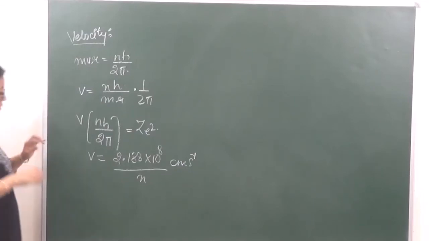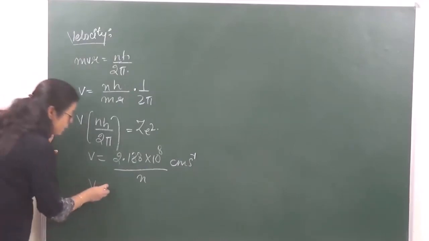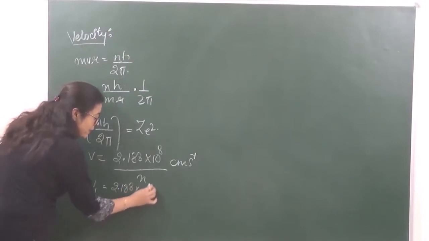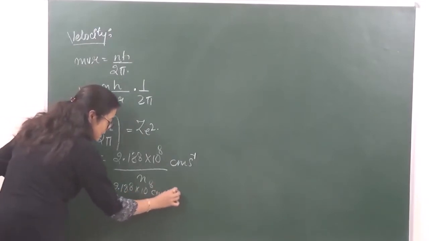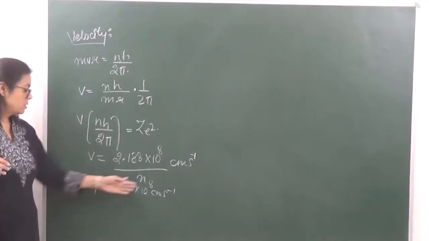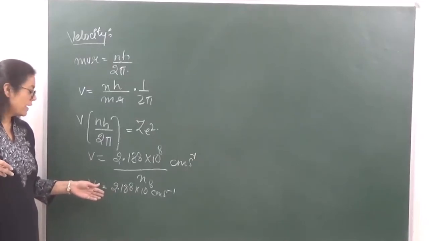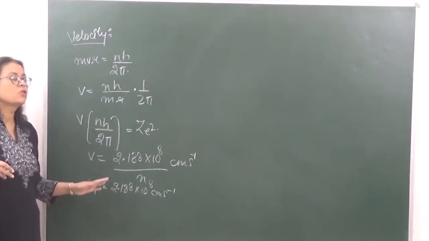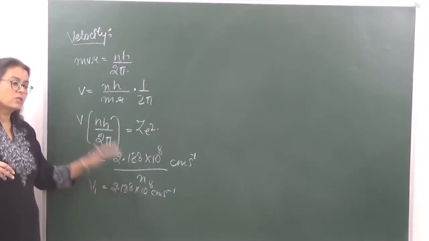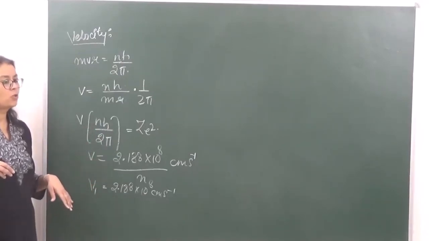So if you are taking the velocity of the electron in the first shell, V1, that will be equal to what? 2.188 into 10 raised to power 8 centimeters per second. So it is almost traveling with the velocity of light. The velocity of light is 3 into 10 raised to power 8 meters, sorry, that is meters per second. This is centimeters per second. So it is slower or faster than light? It is slower than light.